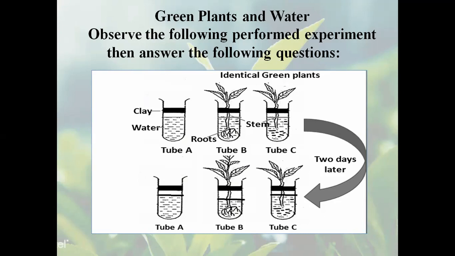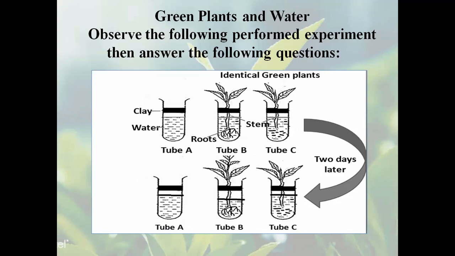The plant. So in tube B, we have a plant. In tube A, there is no plant. Okay, great. So here, tube A contains no plant. In tube B, it contains a plant. Thank you.